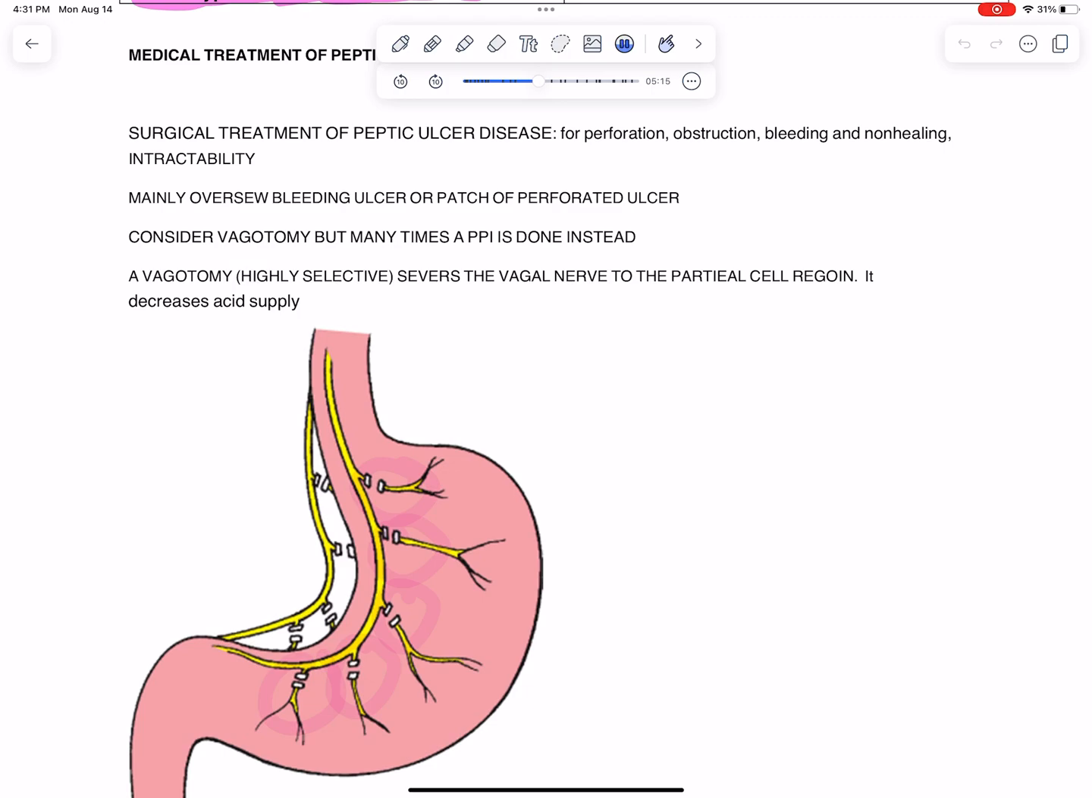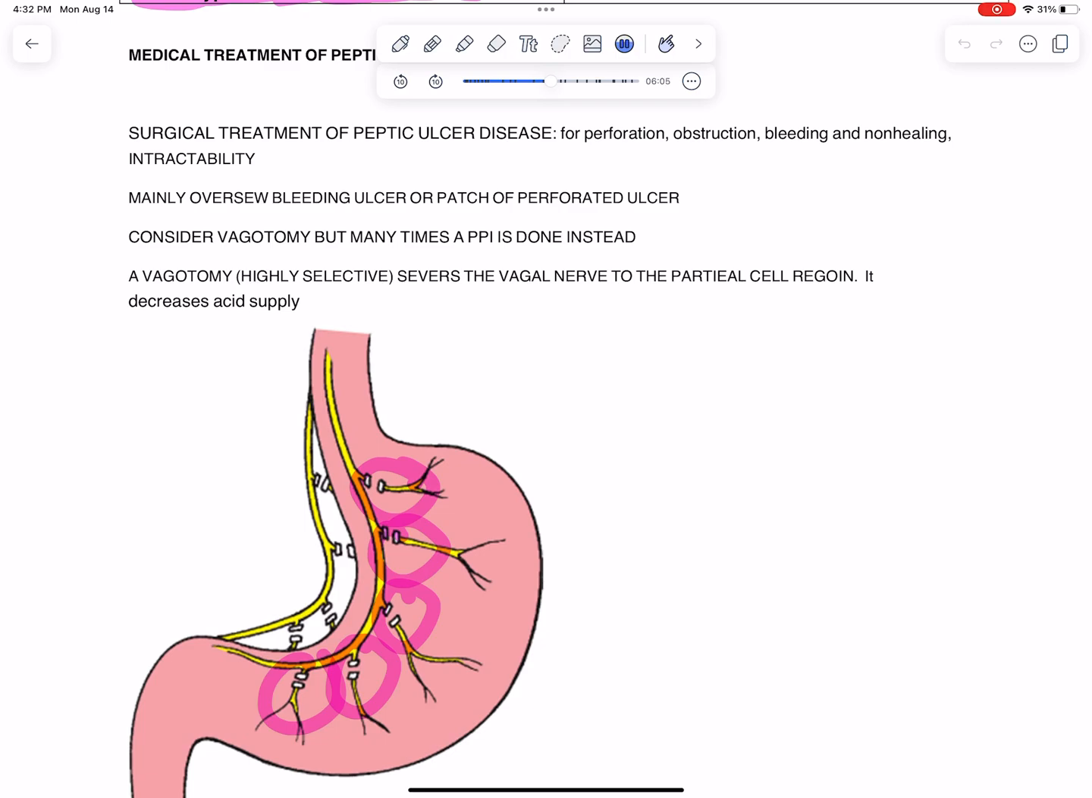What you should know is that anyone that has an obstruction, either found by endoscopy or an ulceration in a gastric ulcer, these need to be biopsied to rule out cancer. Here's what we need to know is that mainly an ulcer is oversown if there's bleeding. And then we should consider a vagotomy, which would decrease acid secretion, and it's basically some way of severing the vagus nerve. If we do a highly selective, which we see here, we ligate branches of the vagus nerve, and it decreases acid supply.